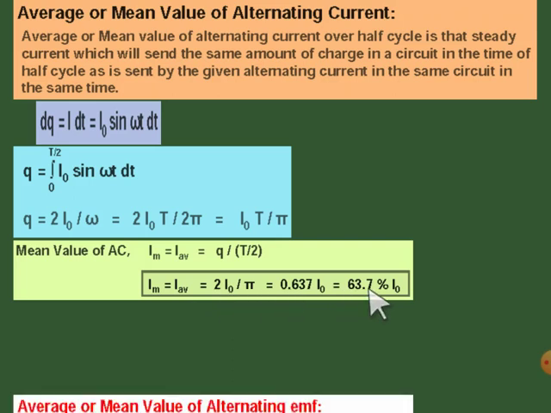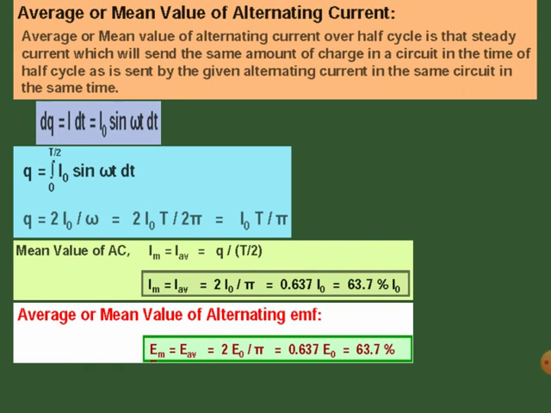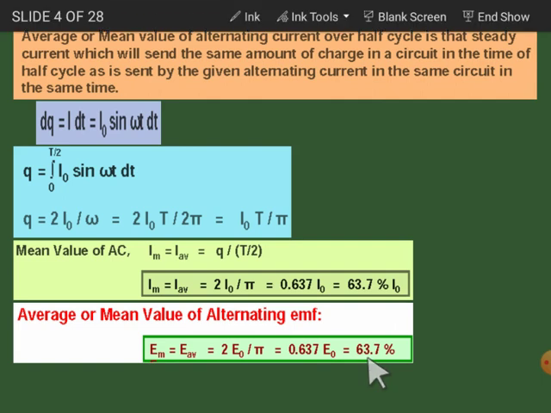So the mean or average value of alternating EMF can be found in the same way as we did in the case of AC current. You can do it for AC EMF also. Same thing, your E average or E mean will come up as 0.637 times E naught, or in terms of percentage, E mean will be equal to 63.7 percent of E naught.